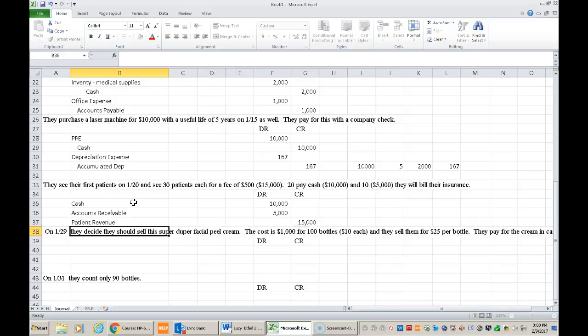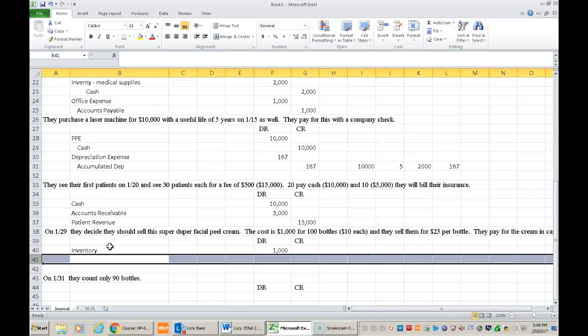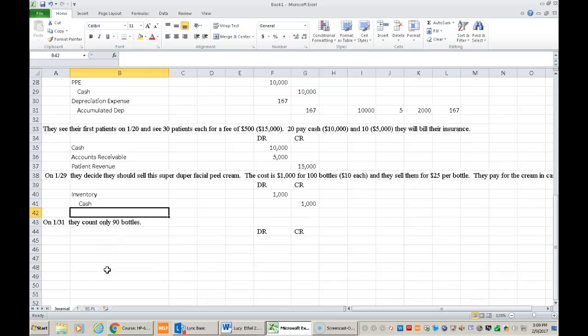then of $15,000. They decide that there's a super duper facial peel cream on the market, and so they buy $1,000 worth, and they sell them for $25 a bottle, and they pay for the cream in cash. So this is going to be inventory $1,000, and we credit cash for $1,000.